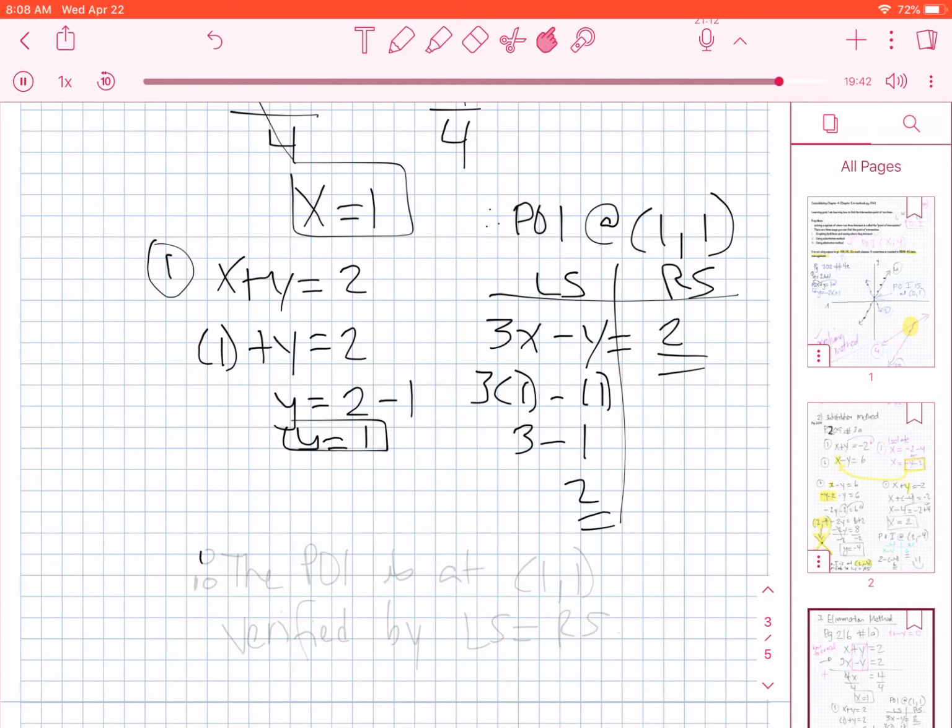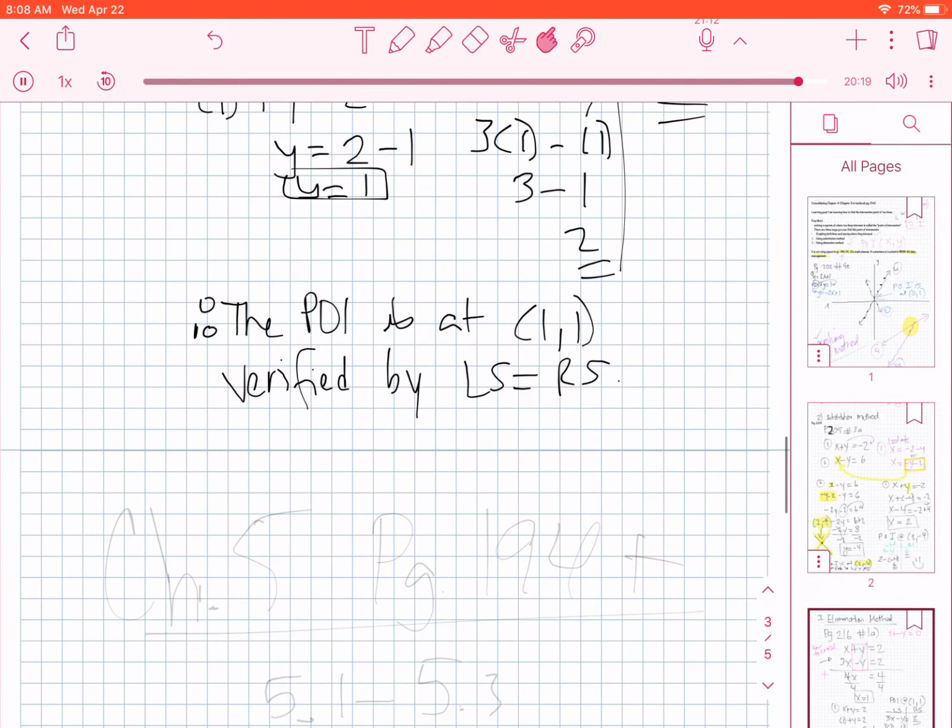So this means that your solution is correct. If your balance at the very end does not balance, that means that it's not right. Okay, that means that you had some error earlier in your equation. So whether maybe you just isolated wrong or eliminated wrong, your left side, right side check has to always balance. Okay? So we'll say, therefore, the POI is at 1, 1, verified by left side equals right side.